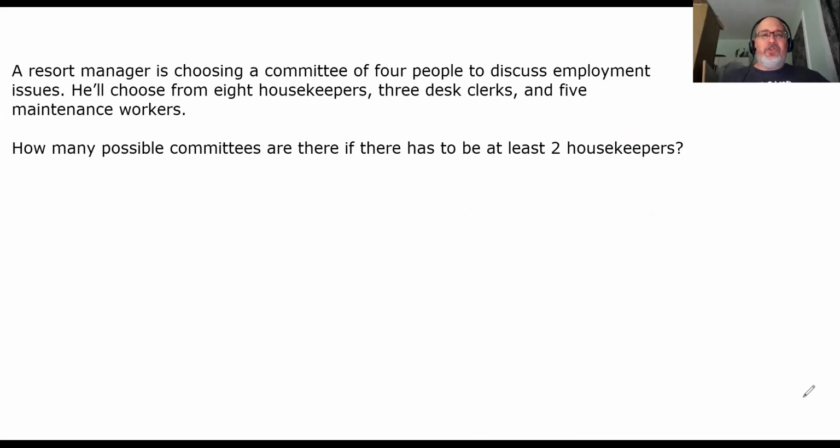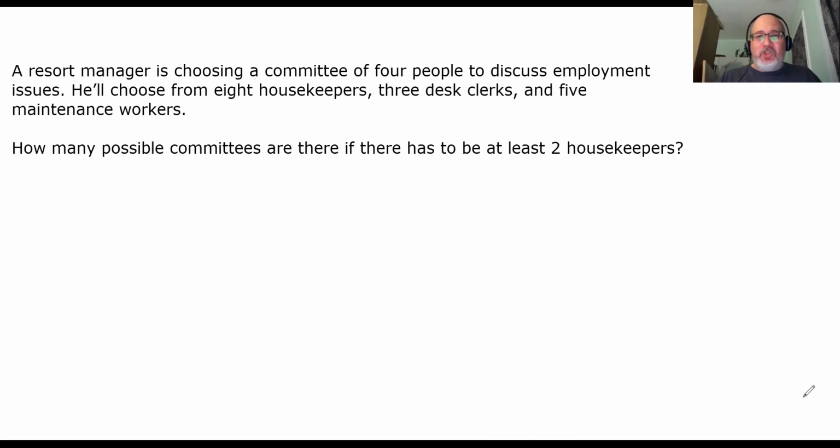A resort manager is choosing a committee of 4 people to discuss employment issues. He'll choose from 8 housekeepers, 3 desk clerks, and 5 maintenance workers. How many possible committees are there if there has to be at least 2 housekeepers? All right, we're going to have to break this one down into cases, and in each case, we'll count the number of ways, and at the end, we'll add them up.